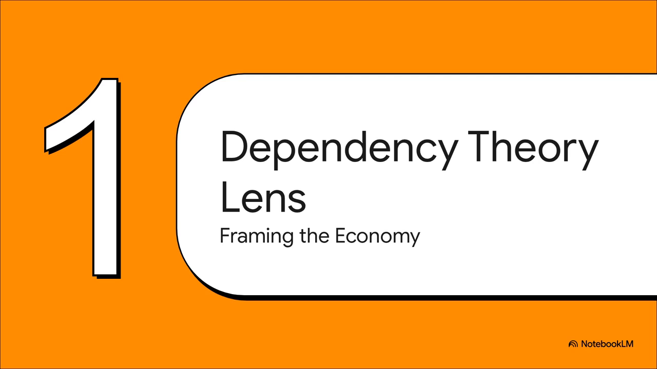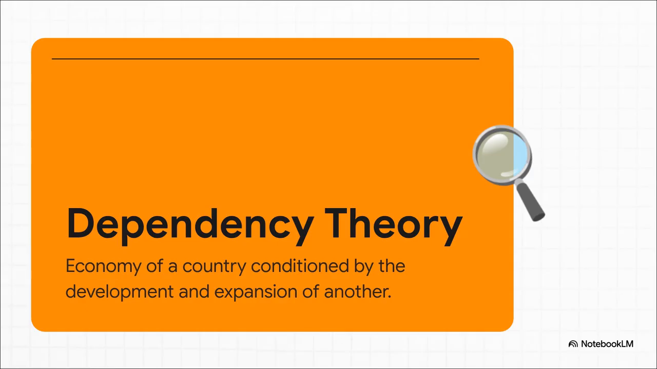Section 1. The dependency theory lens. Framing the global economy. We're kicking things off by looking through a very specific academic lens. Back in the 1950s, an economist named Raoul Prebisch formulated something called dependency theory, and it suggests something pretty profound. It argues that the economic structures of poor developing countries are actually shaped and, frankly, conditioned by the interests of richer, dominant nations. So underdevelopment isn't just a local failure. It's often a byproduct of the international system itself.